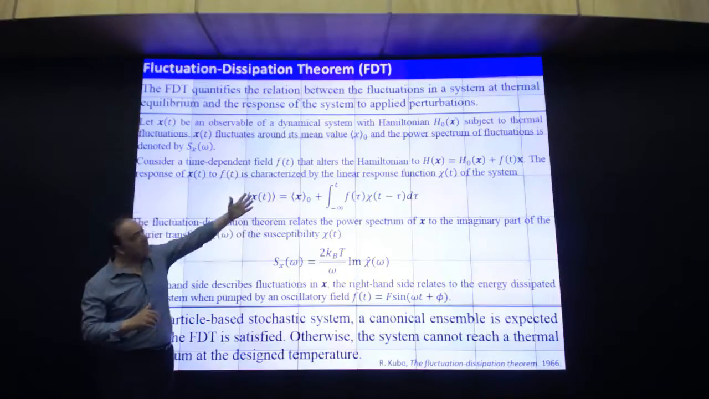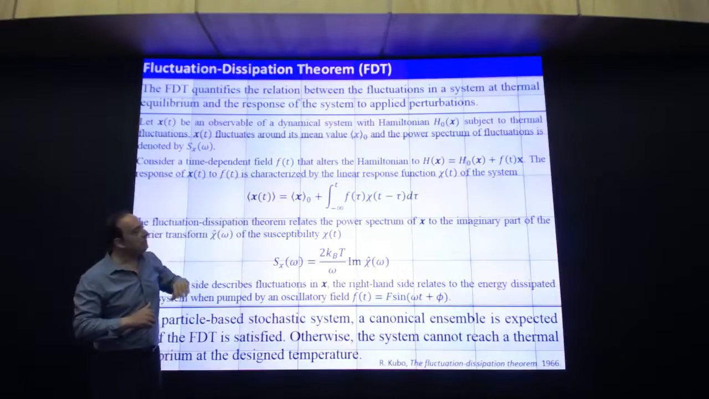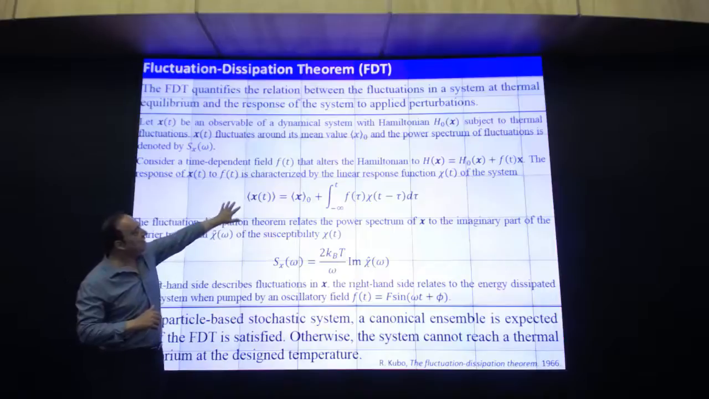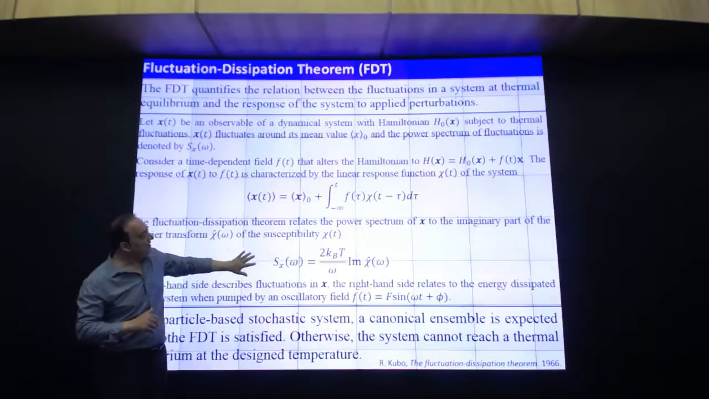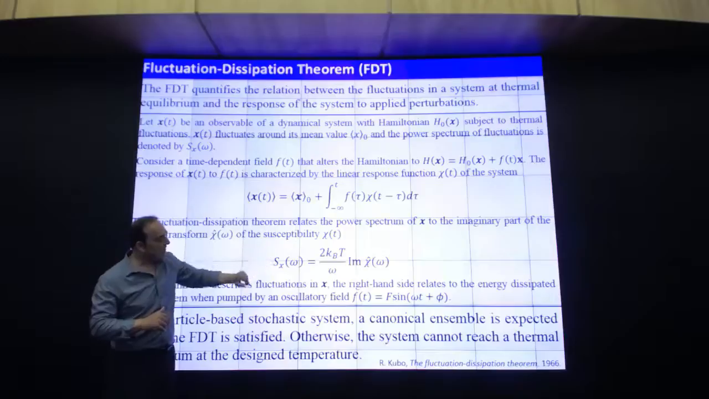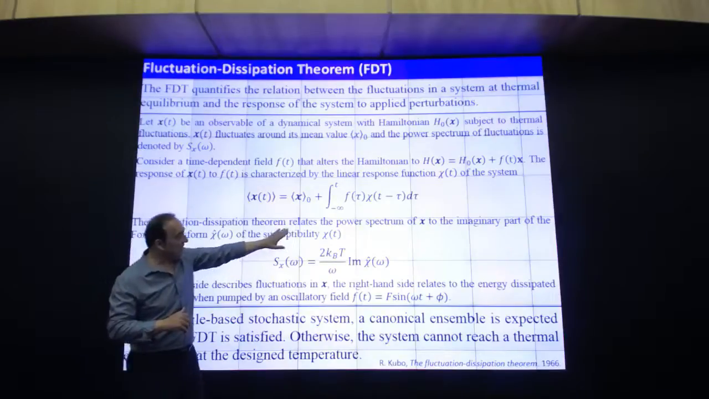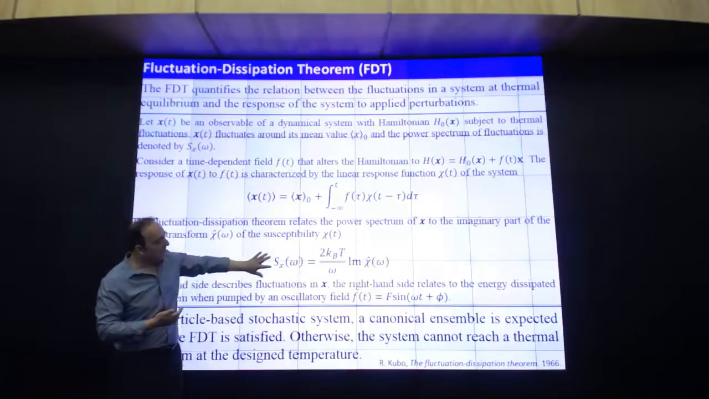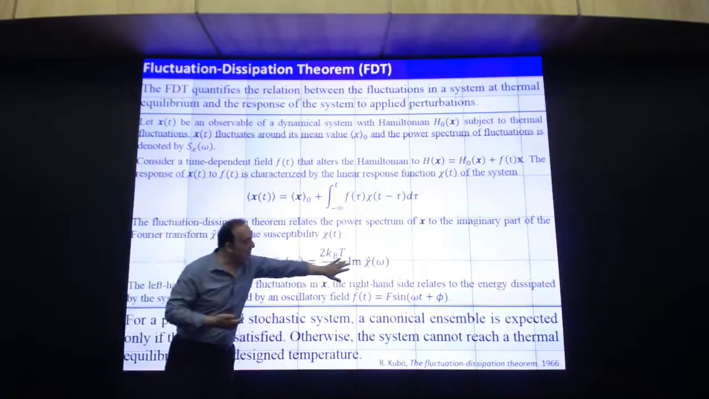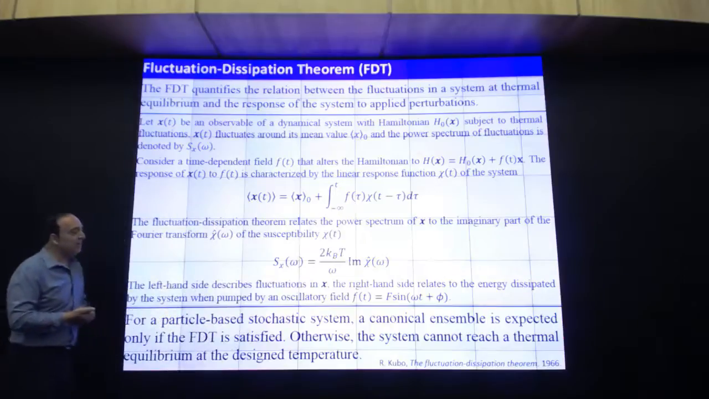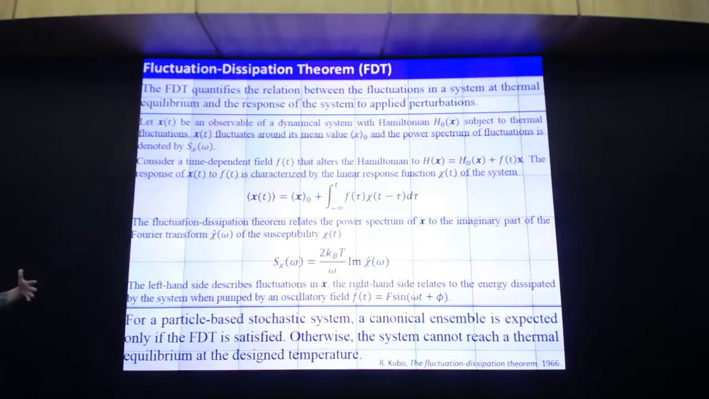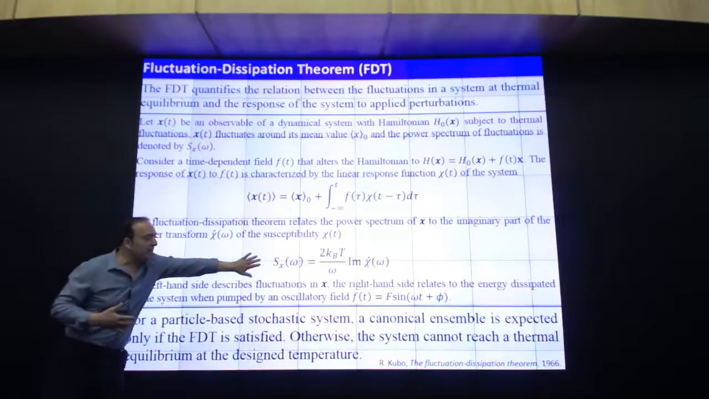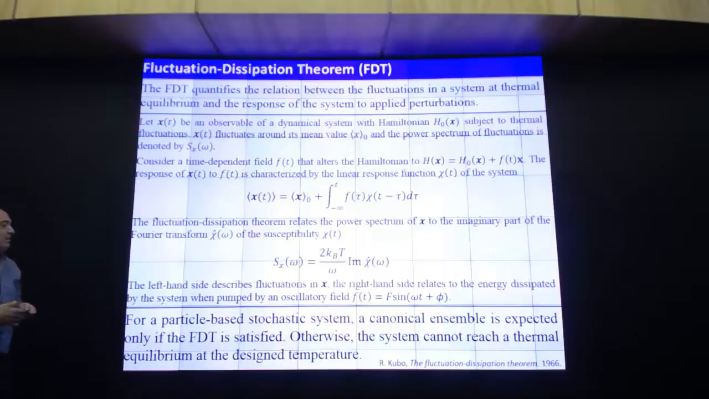If you perturb that system with some force f of t, then you can write this equation here, and then you can write this other equation here, Sx. This is some function of the susceptibility function, but you can have the spectrum here related to the imaginary part of the susceptibility. So from the physical standpoint, what this says is that the fluctuations, which are in the spectrum here, relate to the energy that is dissipated, as shown by the right-hand side.